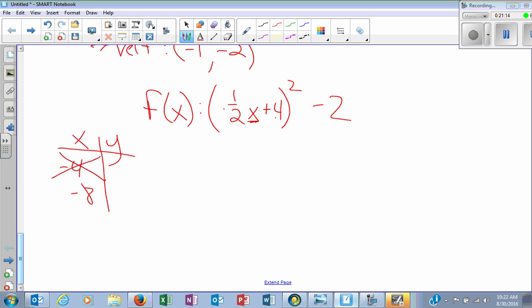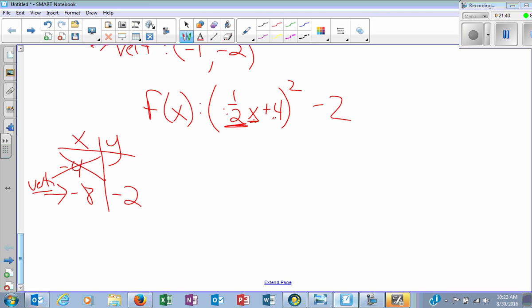-8. Now -8 times half is -4. -4 plus 4 is 0. And then I see that -2. That is my vertex. So the only thing that stinks about a horizontal is that it actually affects where your vertex is going to be. Are you kind of with me?